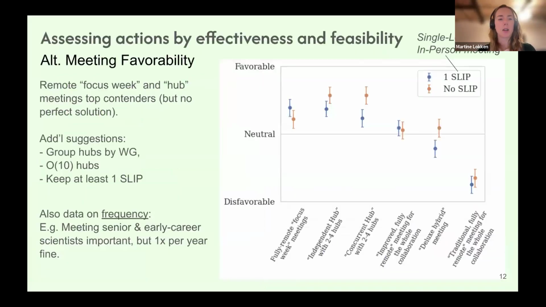Okay, so going on with meeting styles, we proposed a couple of different types of styles to see how people felt about them. This included fully remote focus week meetings where people basically sprint but online. Independent hubs, where there are different hubs that are not communicating with each other. Concurrent, where you try to have them actually at the same time. Some kind of fully remote, full collaboration-wide meeting. Some kind of our regular hybrid meeting, but better and less carbon by somehow reducing participants. And then a regular, fully remote meeting.